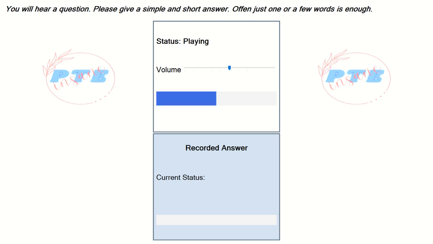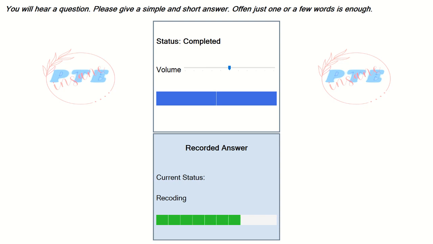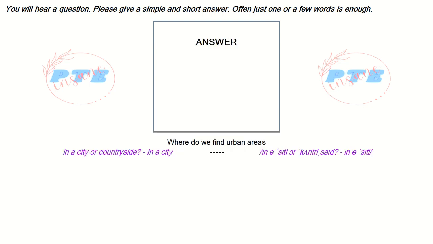Where do we find urban areas? In a city or countryside? In a city.